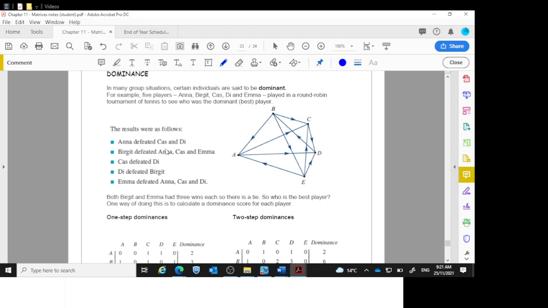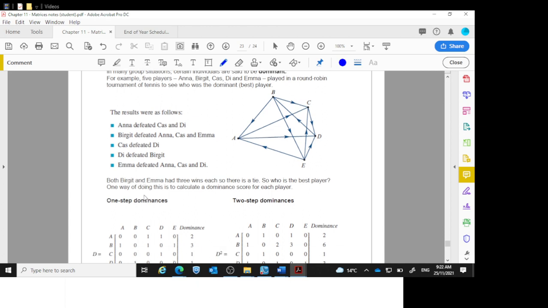Anna defeated Kaz and Dee. Birgit defeated Anna, Kaz, and Emma. Kaz defeated Dee. Dee defeated Birgit. Emma defeated Anna, Kaz, and Dee. Birgit, Anna and Emma had 3 wins each, so there was a tie. So who was the best player?